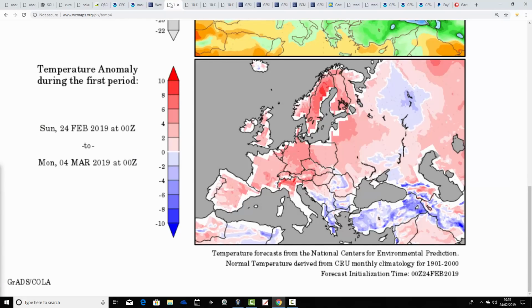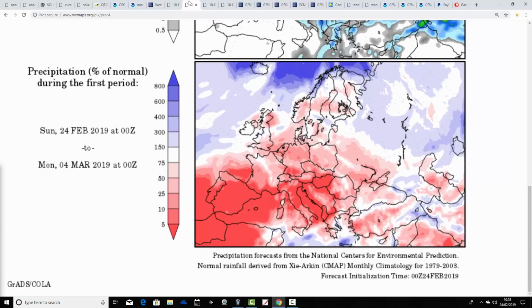Temperature anomalies from the 24th of February to the 4th of March: much milder than average, warmer than average temperature anomalies still, not just for the UK, but for most parts of Europe as well. Precipitation anomalies are still drier than average, but not quite as dry as we've seen on these charts for several days. So most parts of the UK are still coming out drier than average, but it does look just slightly more unsettled for parts of Northern England and over towards Ireland as well.